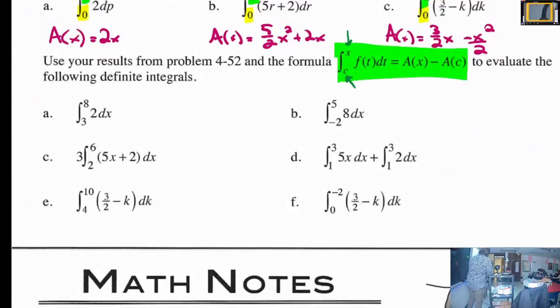For example, question A is related to the first problem above. I don't know if you noticed, but they both have 2 dx in there. So a good thing you could do for problem A is to use the area function, which is just 2x. We plug in 8, plug in 3, and subtract them. So this would be 2 times 8 minus 2 times 3, which is 16 minus 6, which is 10.